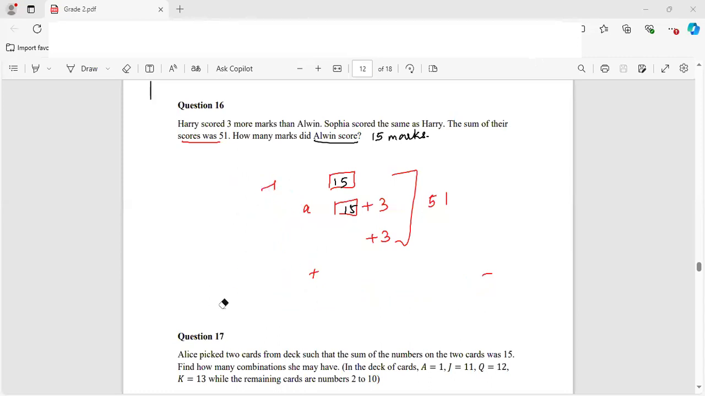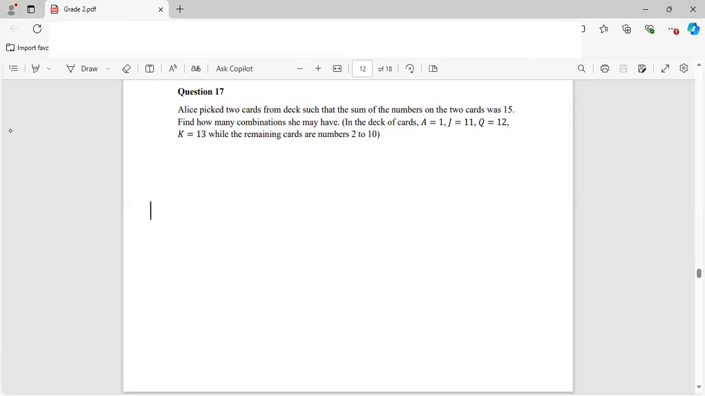Let's move on to question 17. These questions are for 5 marks each. The early MCQ questions that we were doing were for 3 marks each. Question number 17. Alice picked 2 cards from the deck such that the sum of the numbers on the 2 cards was 15. Find how many combinations she may have in the deck wherein the sum of the cards adds up to 15. So we don't have a 14.